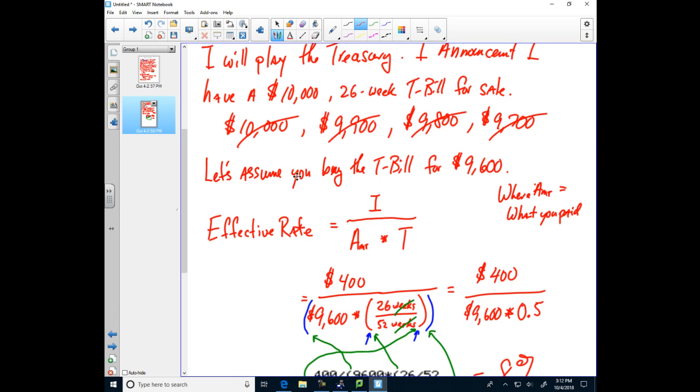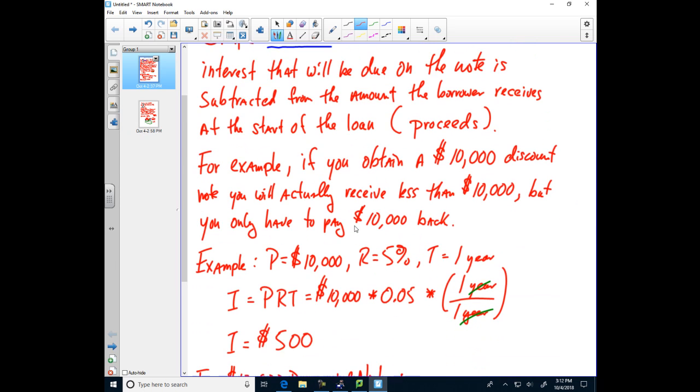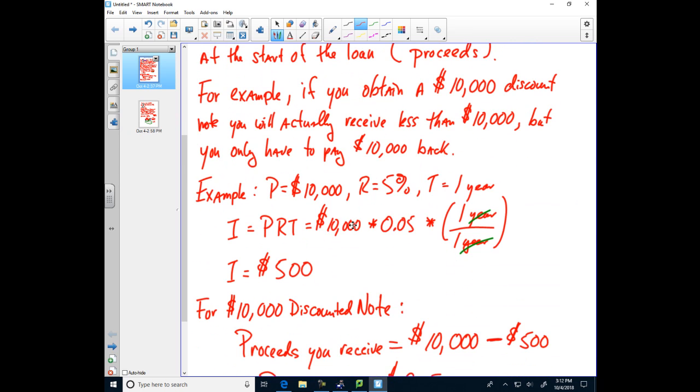Now, whoever bought that gets $10,000 back in 6 months. But they only had to pay $9,600 for it up front. So this is the same thing as these discounted notes that I was showing you over here.